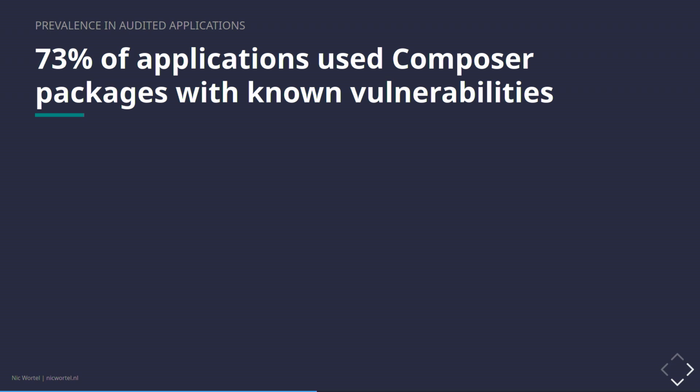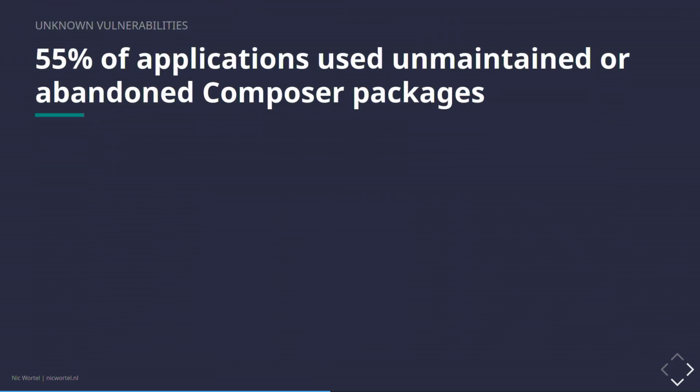And this does not always mean that the application is directly vulnerable, because not all the time do you actually use the functionality in that package that is vulnerable. But it does at least mean that these projects do not actively monitor for vulnerabilities in the packages that they are using. At the same time, 55% of these applications used packages that were unmaintained or abandoned, meaning they do not necessarily contain known vulnerabilities, but if a vulnerability exists, it may not be found, or if it's found, it may not be fixed, because the project is not maintained anymore.